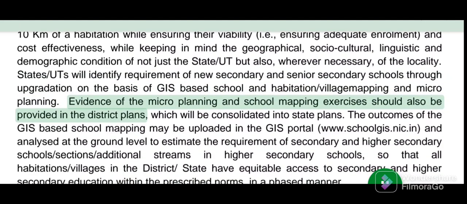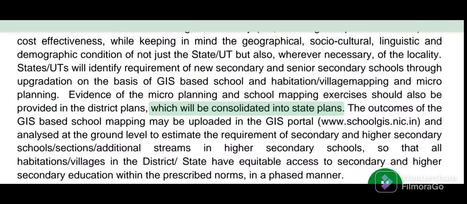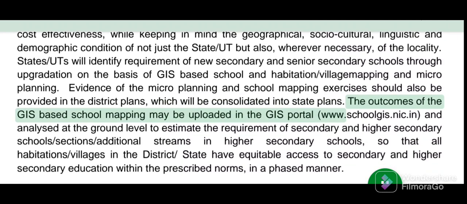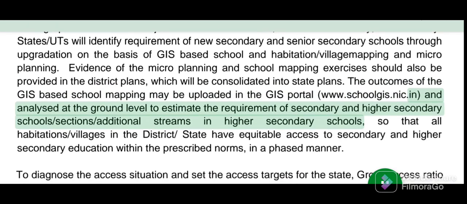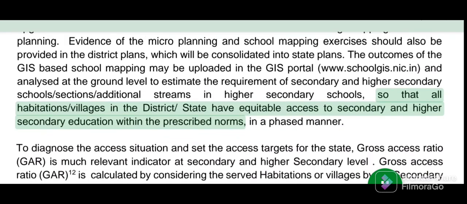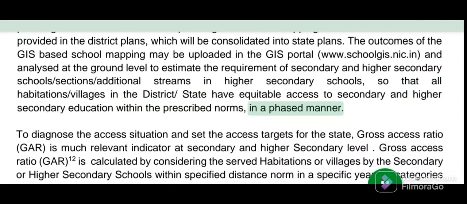Evidence of the micro-planning and school mapping exercises should also be provided in the district plans, which will be consolidated into state plans. The outcomes of the GIS-based school mapping may be uploaded in the GIS portal and analyzed at the ground level to estimate the requirement of secondary and higher secondary schools/sections/additional streams in higher secondary schools, so that all habitations/villages in the district/state have equitable access to secondary and higher secondary education within the prescribed norms, in a phased manner.